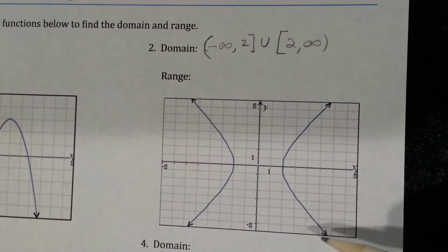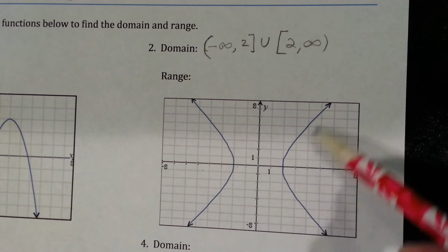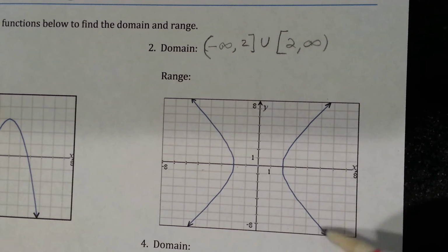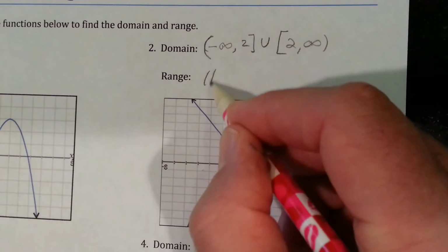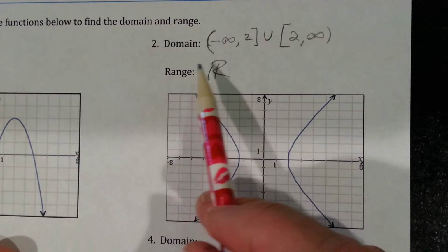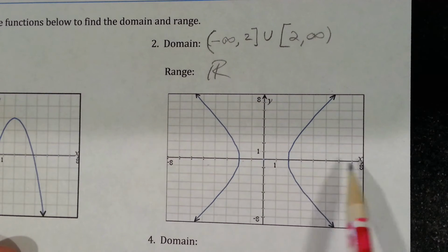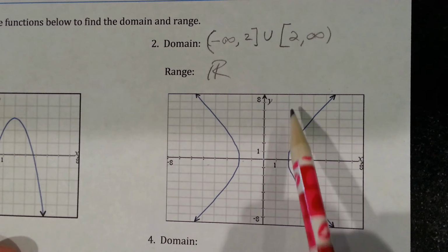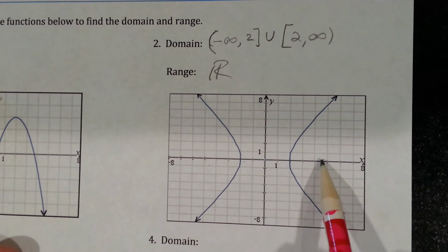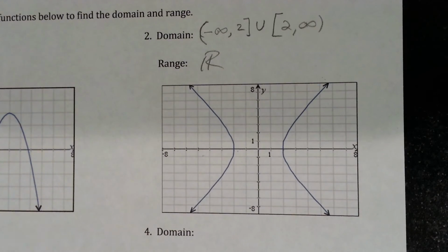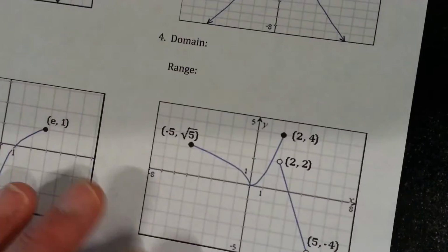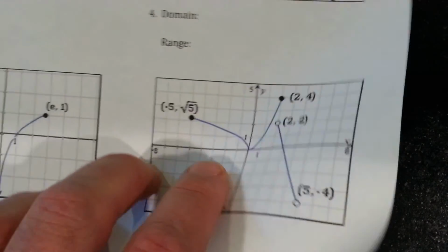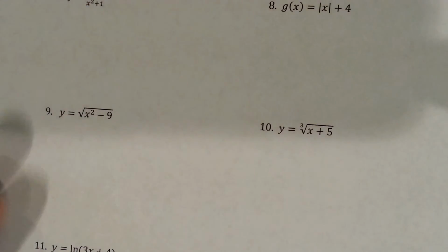My range is easy. I don't care which part of the graph you look at, I still have outputs from negative infinity to positive infinity, all real numbers. So see how I went horizontal to track my x's for domain, vertical for range, looking at the graph. Okay? And we'll take a look at solving for, let's say, domain.